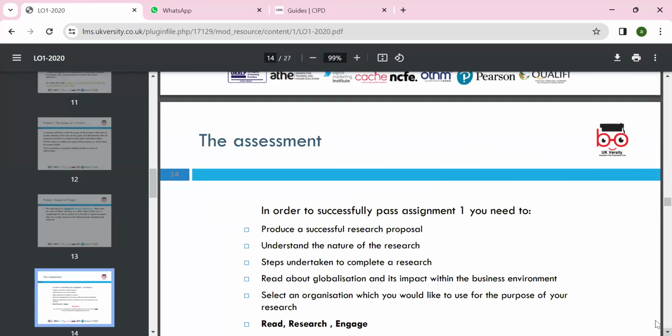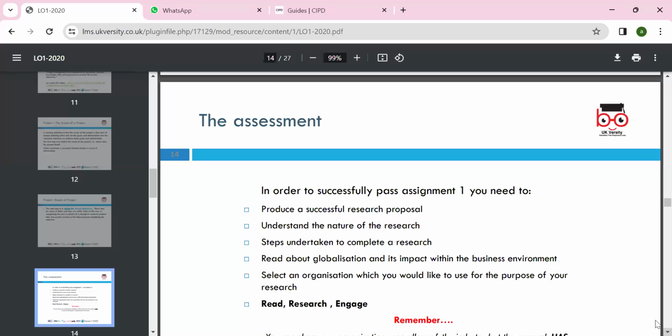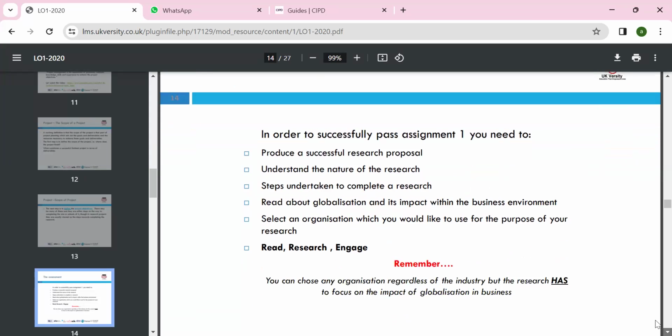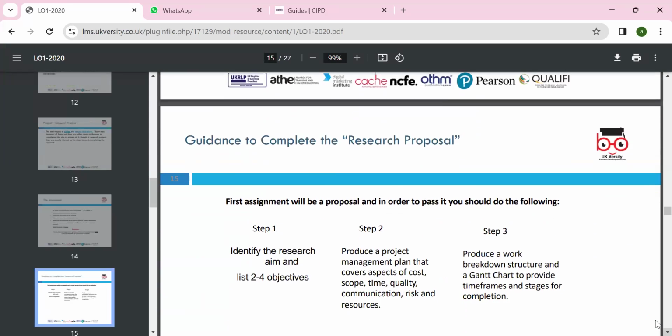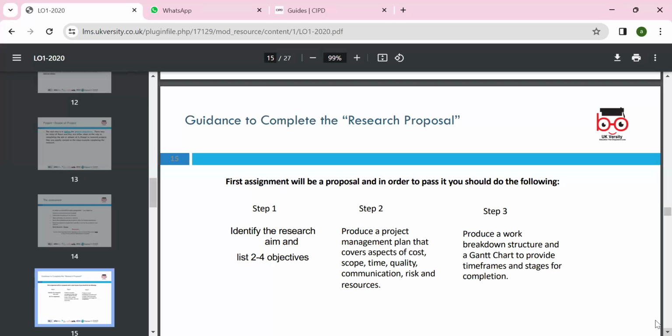Okay, assessment. In order to successfully complete assessment one, you need to produce a successful research proposal, understand the nature of the research and the steps undertaken to complete it, and read about globalization and its impacts within the business environment. You then select the organization which you will use for the purpose of your research. We can choose a company and why it is successful. That can be our project, for which we can do the research. Guidance, step one: identify the research aims and objectives, and produce a research management plan.